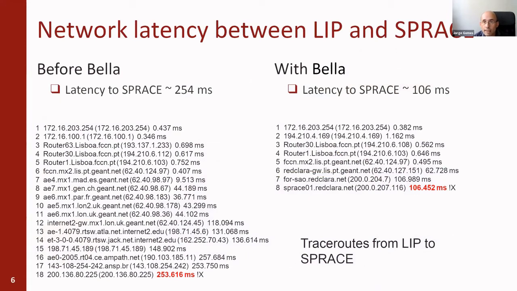So looking at the network latency between LIP and SPRACE, before BELLA and after, with the dedicated links for BELLA. Previously, we had a 254 millisecond round trip, and you can see here the traceroute between our Tier 2 and the SPRACE Tier 2 in Brazil. You can see that we had 18 hops in the traceroute previously, and now we only have 8 with BELLA, and this provides us a 106 more or less millisecond round trip.